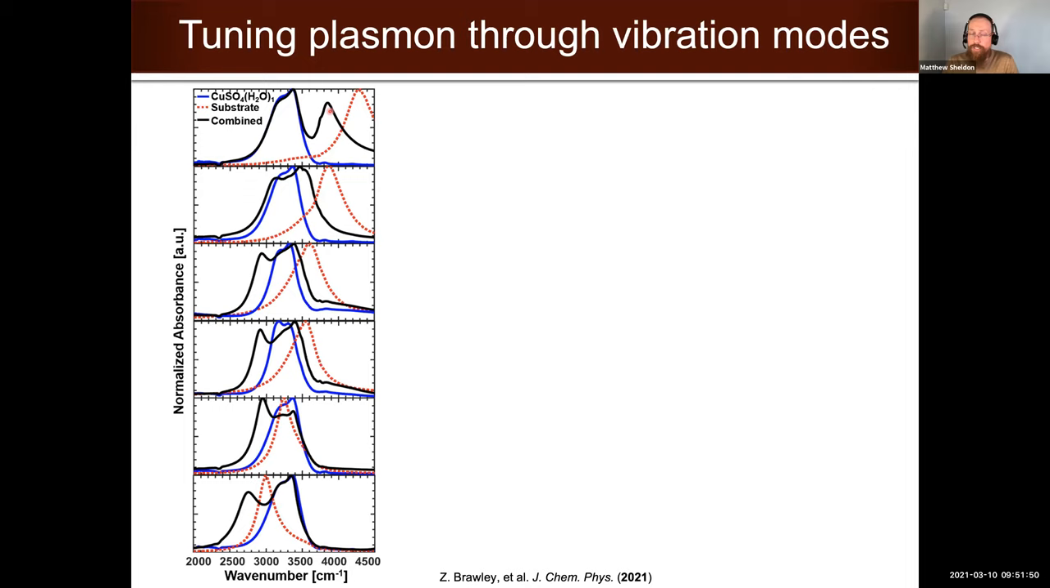We can go to the other end, down here on the bottom, and we can see the same thing. The plasmonic substrate has redshifted. It's not anywhere near the mode once the salt's been deposited, and the line shape and the spectral shape of the deposited salt is approximately the same. It's just like an additive spectrum that has the two different components in it.